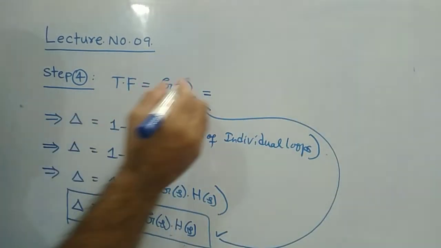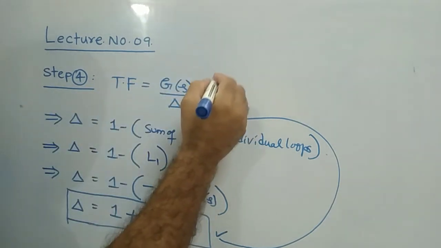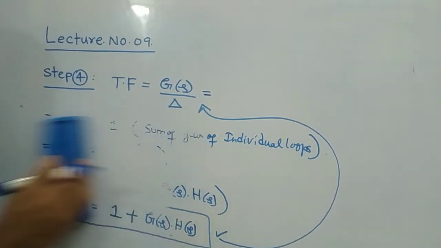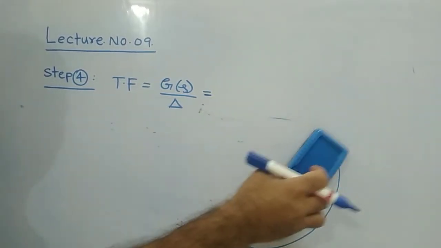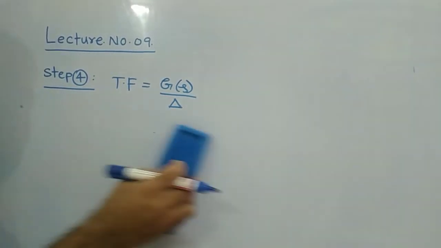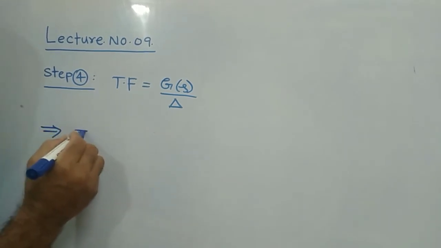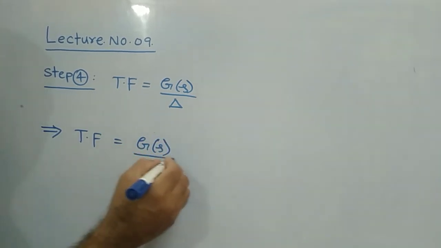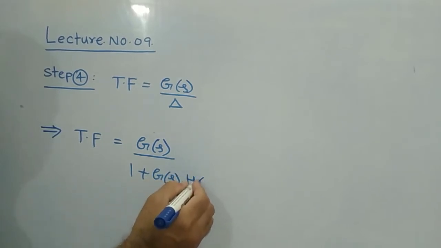Then what will you have? Then the transfer function is equal to this. I can write here G of S. I will erase this. If you substitute the value we have obtained, then the transfer function is equal to G of S by 1 plus G of S into H of S.